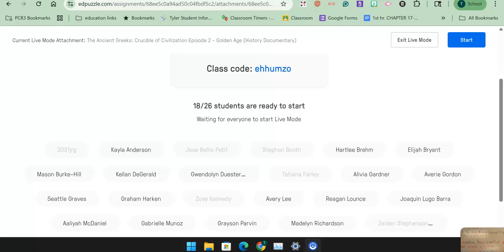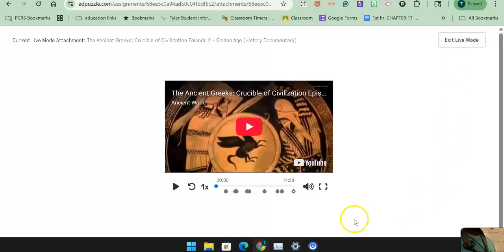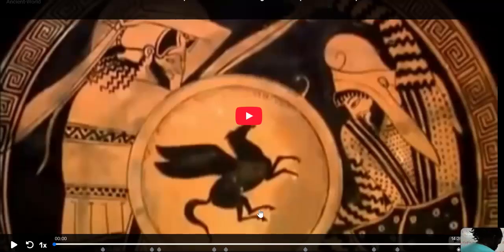Okay, so as we are getting ready to get into the Ed puzzle, there's a couple things we need to remember. I want to remind you what our learning goal for today is. We have the same learning goal that we have had. I just want to make sure we remember what that looks like, sounds like. So, our learning goal: I can explain how conflict positively and negatively changed the ancient Greek city states.